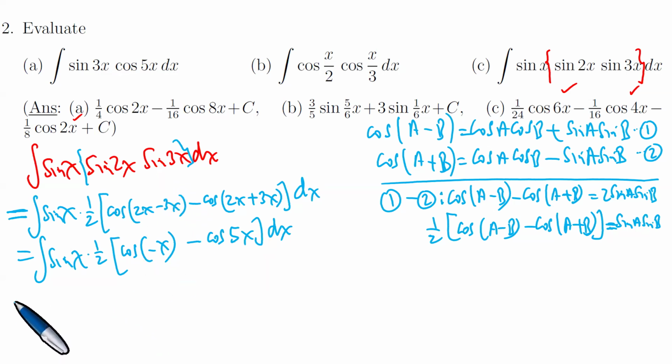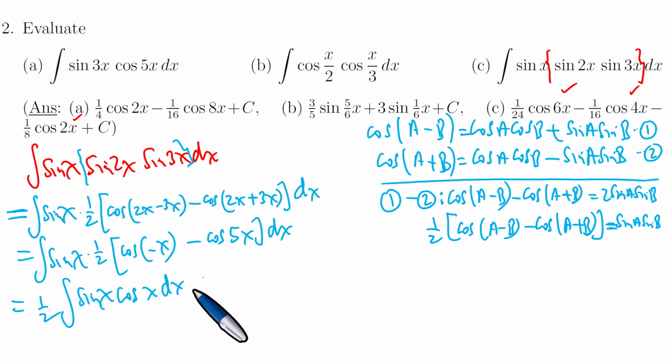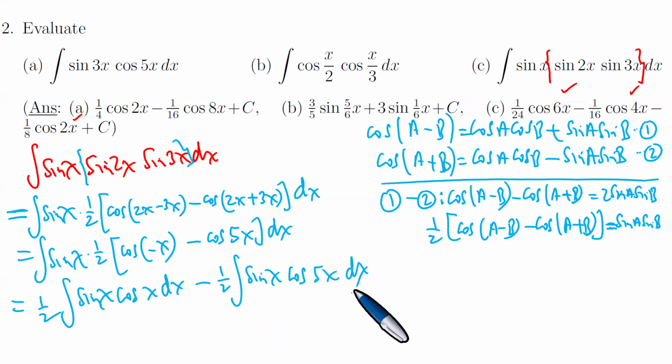So now, this is what you have. You can distribute everything. So this is 1/2 the integral of the sine of x, cosine x, because cosine of minus x is the same as cosine x, dx. Minus, so there's a minus here, 1/2 the integral of the sine of x, cosine 5x, dx.